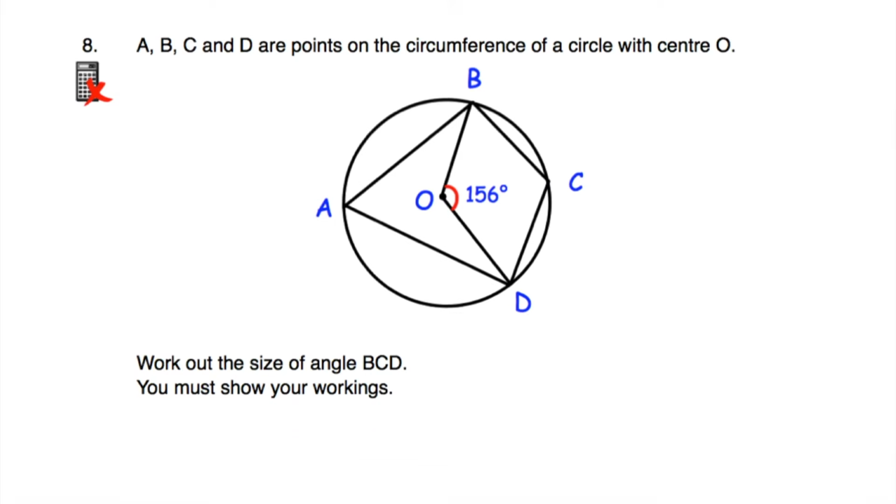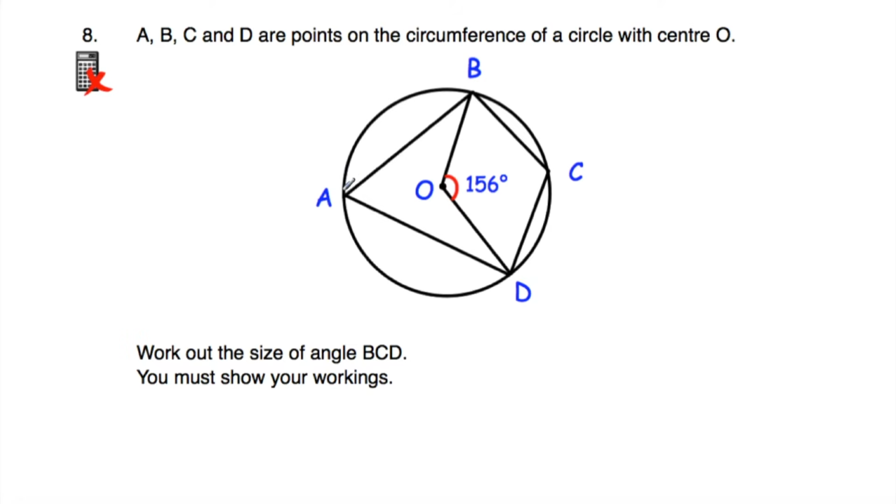Okay, let's have a look at our next question, question number 8. So question number 8 says the points A, B, C, and D are points on the circumference of a circle with centre O, and we've been asked to work out the size of angle BCD. So we want to find the size of that angle there. Now there's a few different ways in which you could approach this question.